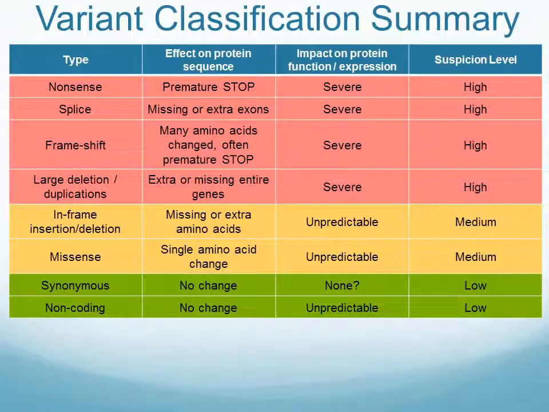In this table, I've listed the major classes of DNA variants and some information about them. In general, the variants that wipe out an entire protein are the most suspicious. However, all of these types of variants have been associated with multiple inherited diseases.